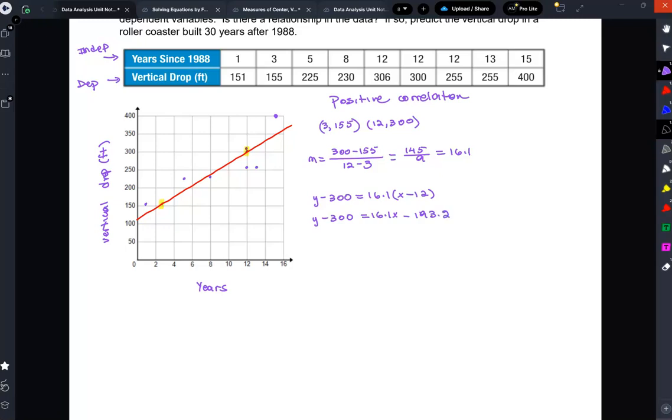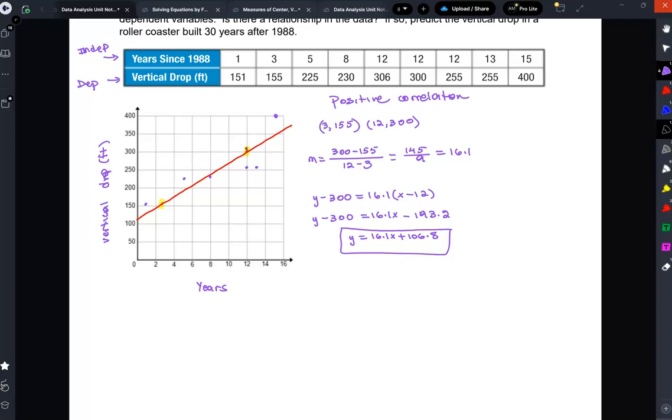So that'll be 16.1x minus 193.2. I add 300 and I get 16.1x plus 106.8. So this is my line of best fit.